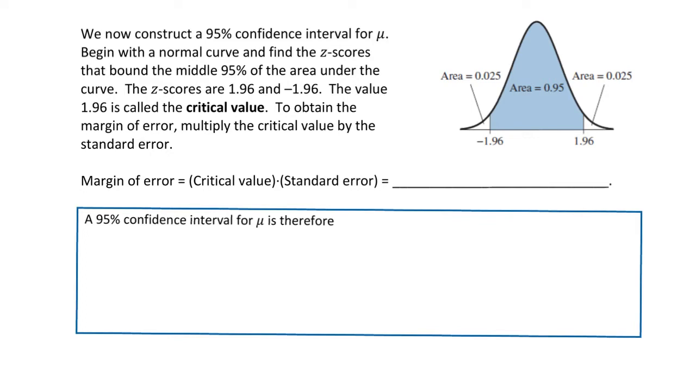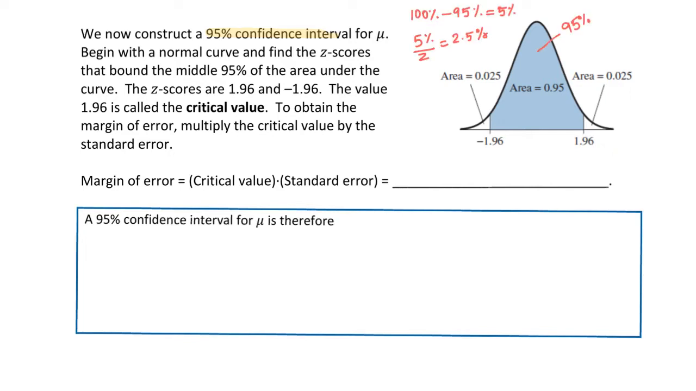We will now construct a 95% confidence interval for mu. So we will start with the normal curve. 95% of the area under the curve is shaded here. 95% in decimal is 0.95. So the sum of the remaining area will be 5%. These two areas will be equal. So the area of each one will be 5% divided by 2, that is 2.5%. 2.5% in decimal is 0.025.